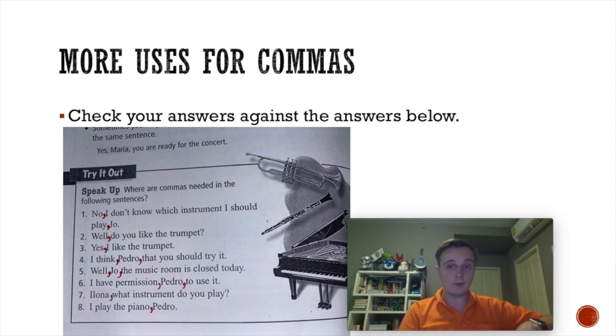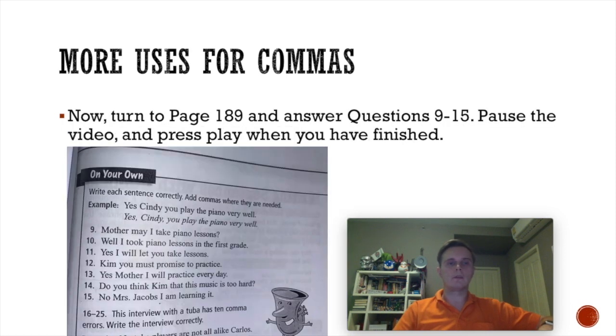So please give yourselves a score out of 8. Hopefully you've all got 7 or 8. 6 is okay. If you're getting below 5, you need to do better. So look at the next page now, page 189. You've got questions 9 to 15, and you need to do the same again. So look at the sentence and add commas where you need them. So please pause the video now.